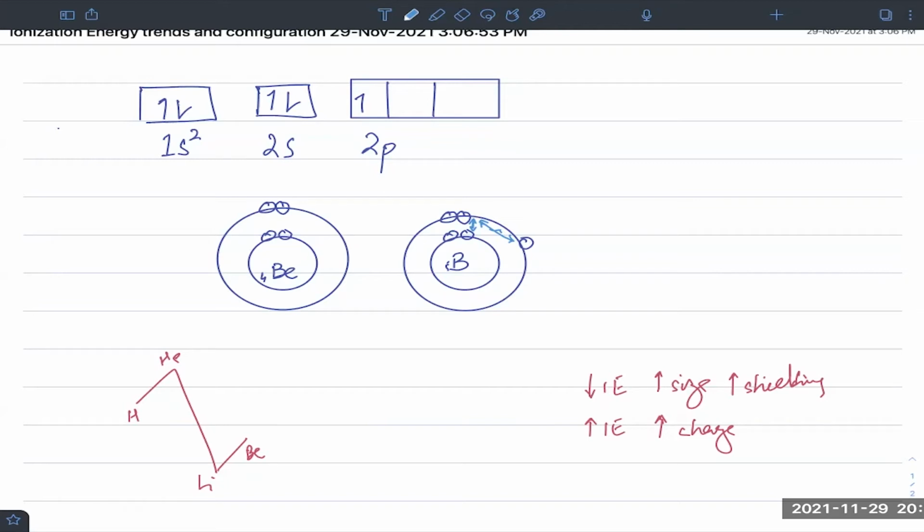And shielding is slightly greater because again, the last subshell is being repelled more by 2s. So shielding went up, so ionization energy decreases. Size went up, ionization energy decreases. Nuclear charge increased, but again, it's not that significant. So what would we expect? Again, does the shielding increase? Why does shielding increase?